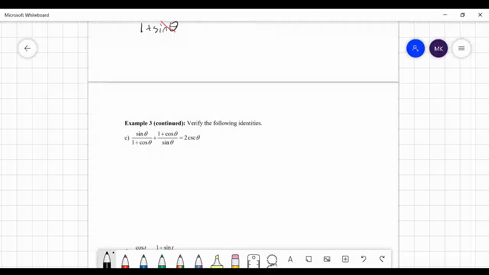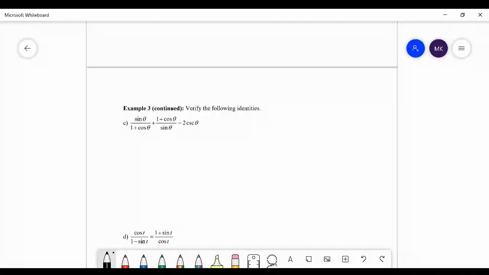So let's move on and do another example. Hopefully this side is very obvious which side we want to be doing the work on, right? That right-hand side, we have 2 cosecant theta. There's no way I'm going to be messing with that and trying to make it look like this left-hand side that's all this crazy mess. I definitely want to work with this left-hand side, and I see that I have addition, so the first thing I want to do is add these 2 fractions together, okay?